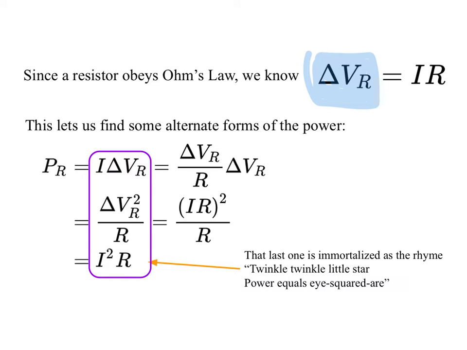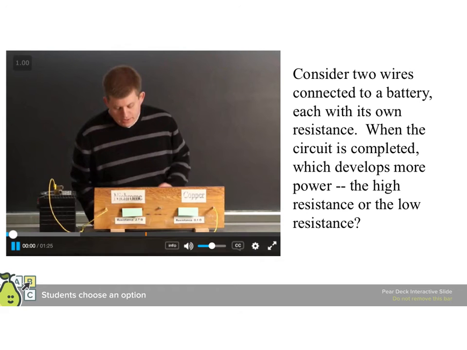That last one gets immortalized in engineering schools as a little nursery rhyme of twinkle, twinkle, little star, power equals I squared R. All right, consider 2 wires connected in series to a battery, each with its own resistance. When the circuit is completed, which develops more power, the high resistance wire or the low resistance wire?